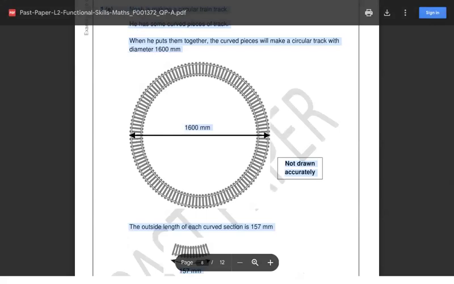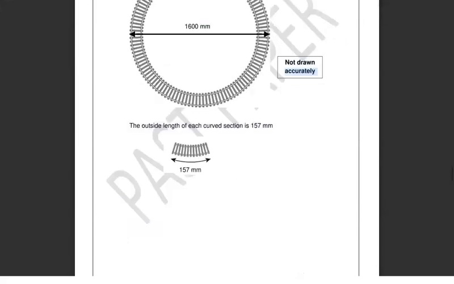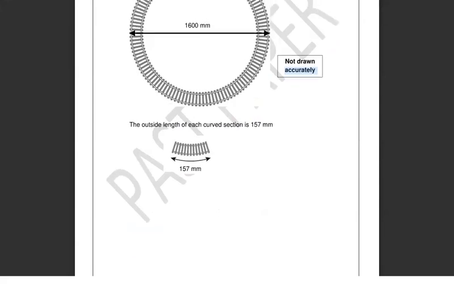The diameter is 1,600, it was given there. So I did 1,600 times pi. That gave me 5,024. Then I knew that each curved part is 157, so I want to know how many curved parts there can be. That's 5,024 divided by 157, and I got 32.